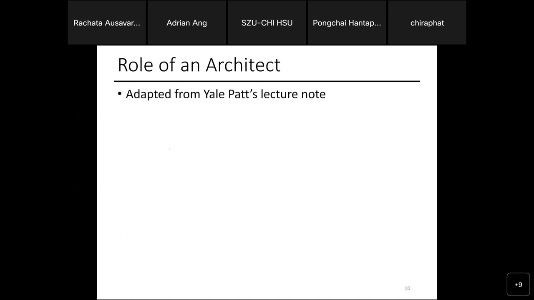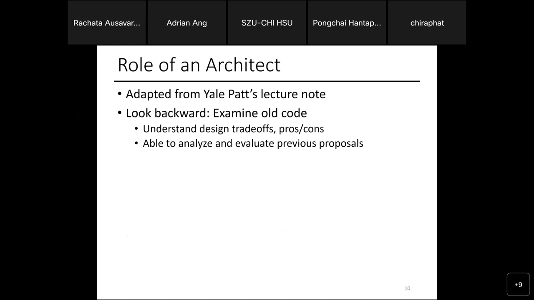So here's the role of an architect. I borrowed it from my advisor, Onur Mutlu, and he borrowed this from his advisor, Yale Patt. Yale Patt is one of the most senior people in architecture, at UT Austin. He did a lot of really seminal work, especially on branch prediction, a topic you will learn in this module. So Yale Patt said that you need to be able to look backward. You need to be able to examine old code, understand the design trade-offs. Why does it work?